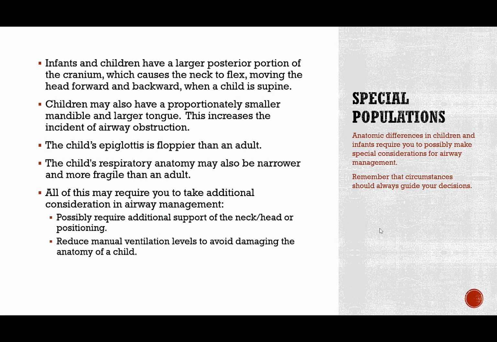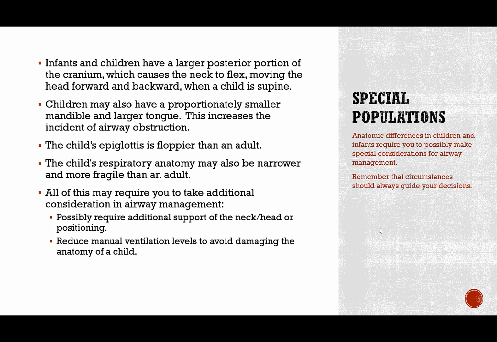Now, there's something to be known about special populations. When we talk about the upper airway, it's important to understand that children may have a larger posterior portion of the cranium, so their head's going to flex backwards. When we're talking about airway management, we need to keep that in mind. They may also have smaller mandibles and larger tongues, which can increase the incidence of airway obstruction, right? The number one cause of airway obstruction in infants or children is typically that they have a larger tongue and it gets in the way, especially if they're unresponsive and unconscious, right? The epiglottis is a little floppier, not as firm, so this can cause some challenges to the airway.